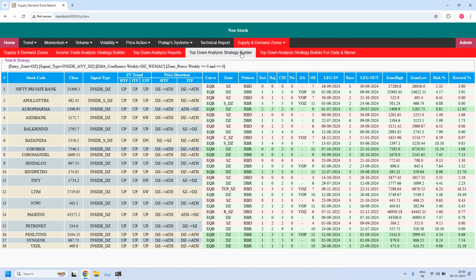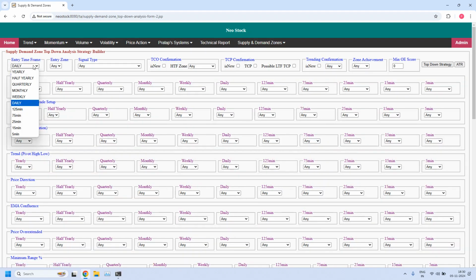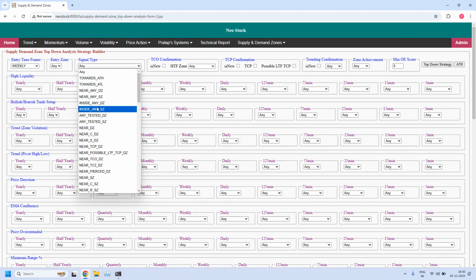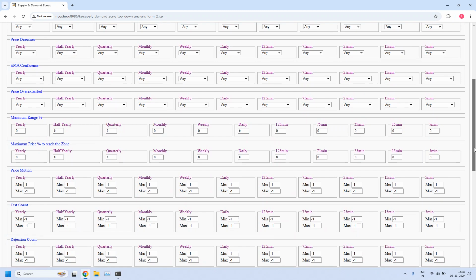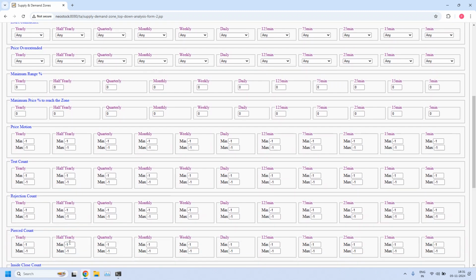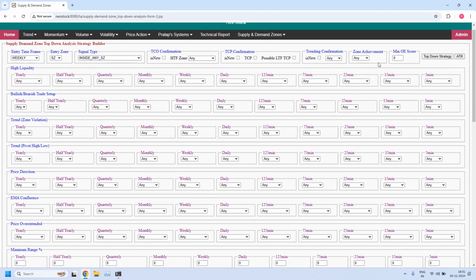Okay, next for the weekly time frame, let us find the stocks where price closed inside weekly supply zone. So entry zone should be supply zone. For that weekly supply zone, zone should not be pierced. So in the pierced count at a weekly time frame, I am setting minimum value 0, maximum value 0. That means zone is not pierced.